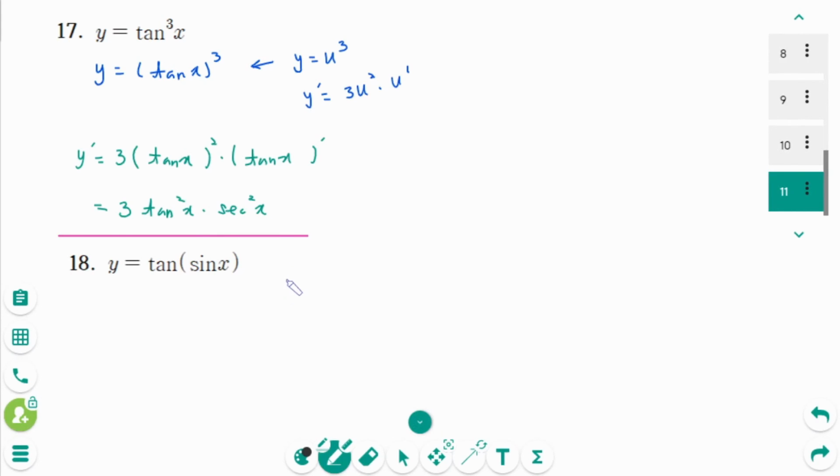This is the last one. Just think of it, y equals tangent u, then y prime equals secant squared u times u prime. The inner function is sine x. Then secant squared sine x times sine x prime equals cosine x.